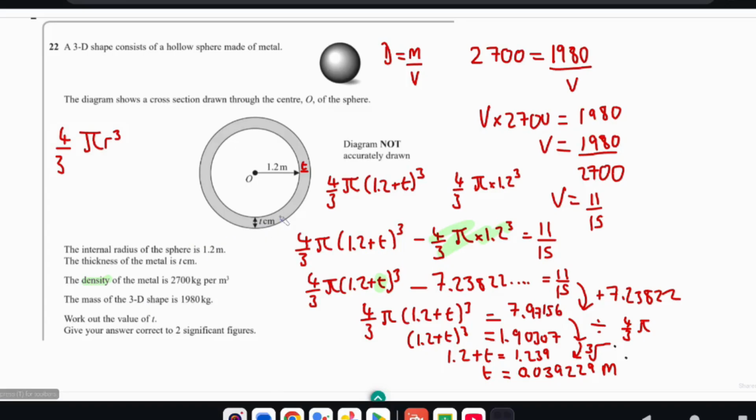We need to find out the value of T in centimeters. 1 meter is 100 centimeters. So if I multiply this value here by 100 and then round to two significant figures, I get 3.9 centimeters.